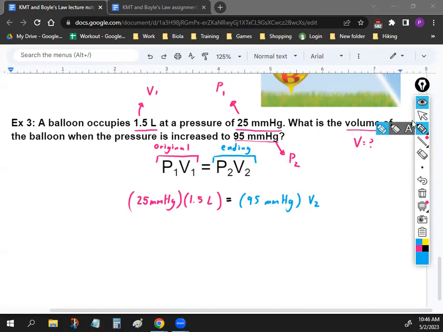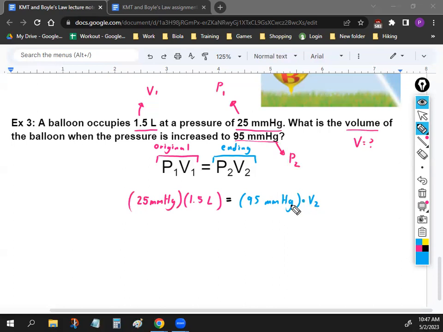Okay, so let's go through the calculation. So we want to make V2 by itself, right? So what we're going to do is we're going to have to move this 95 to the other side. Now, if you guys take a look at this, what are we doing with the 95 and V2? Are we multiplying, dividing? What are we doing? If they're next to each other with parentheses. Yeah, they're being multiplied, right?